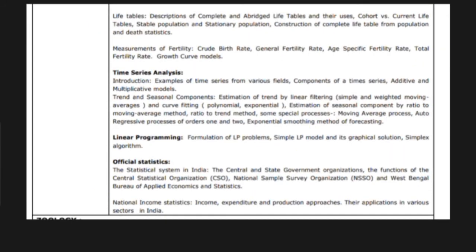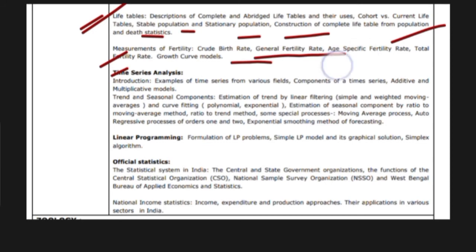You will also get questions from life tables, then descriptions of complete and abridged life tables, then their uses and stationary population, and other questions on current life tables, then stable population, stationary population, construction of complete life table from population and other death statistics, measurement of fertility, then crude birth rate questions, then general fertility rate questions, age specific fertility rate questions, total fertility rate questions, growth curve models.